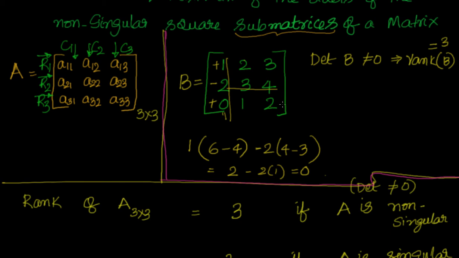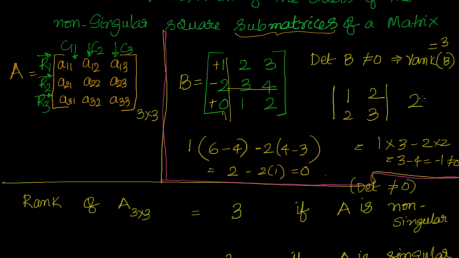Now, can you take any one submatrix and show that its determinant is not equal to 0? Then immediately I can say rank equal to 2. So let's take the first one itself, I have [1, 2; 2, 3]. What is the determinant of this? Nothing but 1 into 3 minus 2 into 2, that's 3 minus 4 equal to minus 1, which is not equal to 0. Therefore, the rank of the matrix is 2.